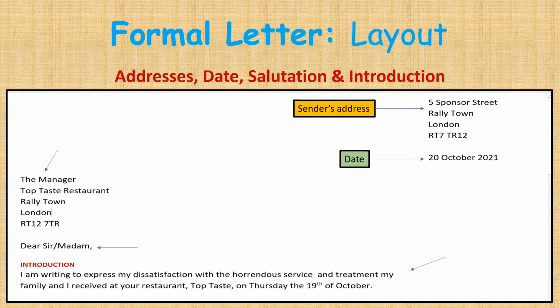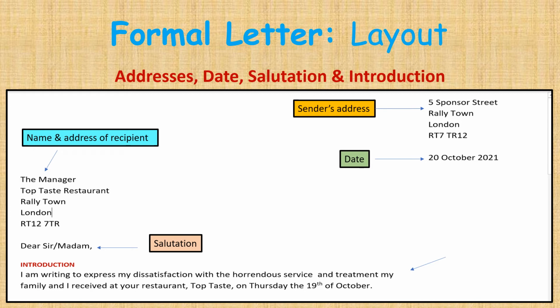Next, we have the date. The date has been arranged in day, month and year format. We then have the name and address of our recipient. In this example, we do not have a name for our recipient, but we do have the recipient's position. In this case, our recipient is the manager, and therefore we write their position and then followed by the address.